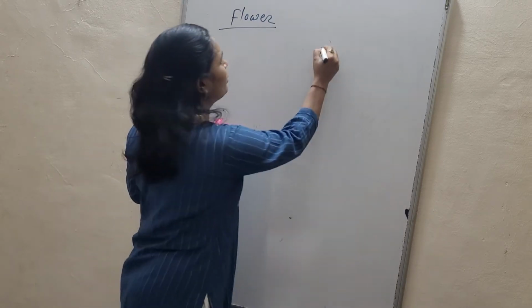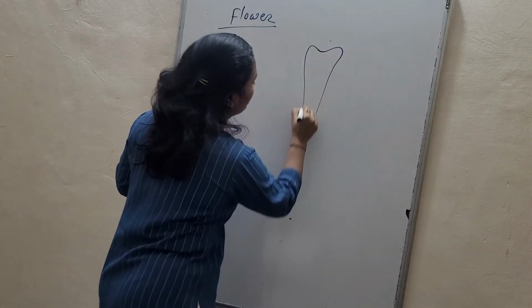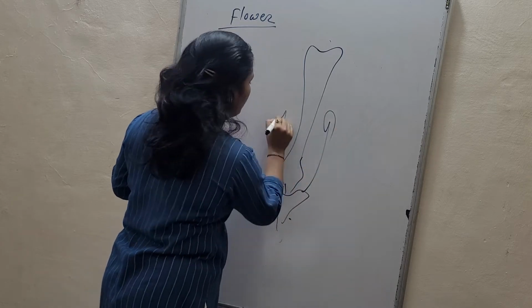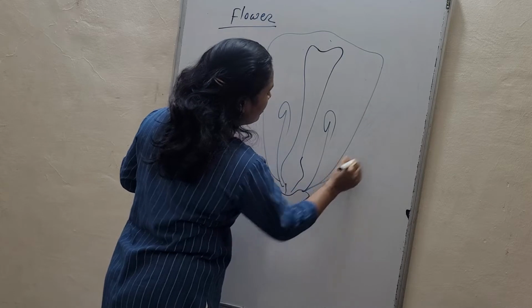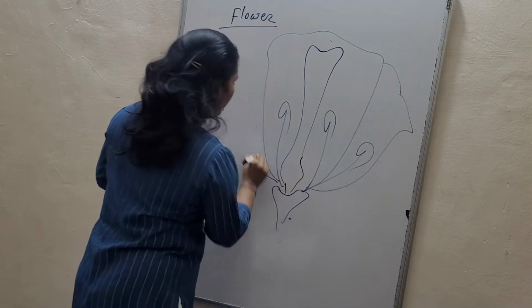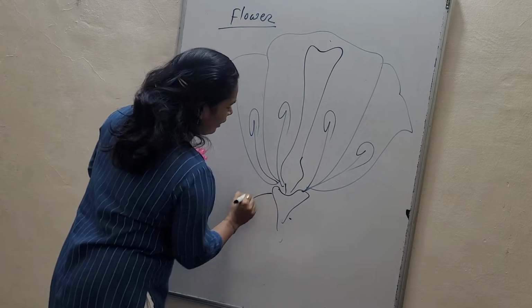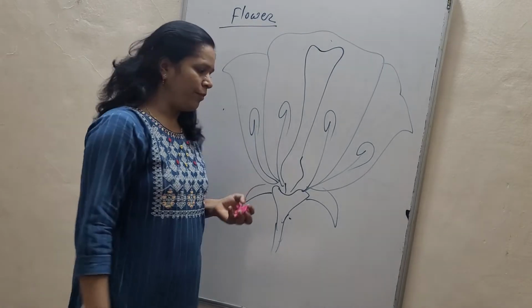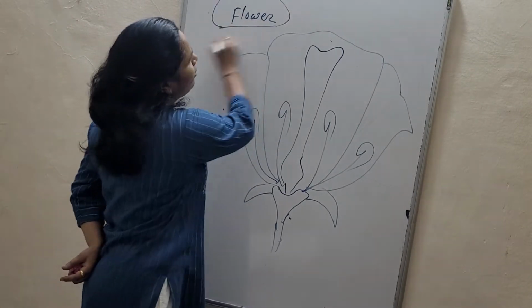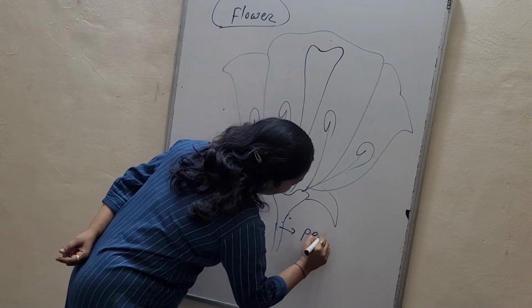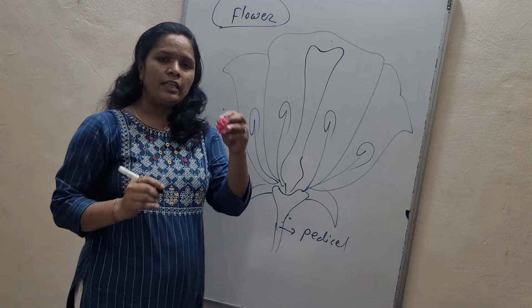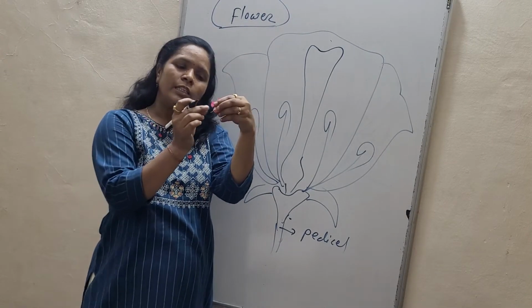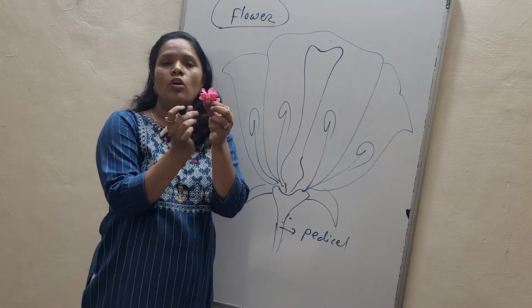And when we study the flower, I am going to draw the structure of a flower within some seconds. In this structure we can see each and every part of the flower: calyx, corolla, androecium, gynoecium, and the other parts, pedicel and thalamus. See, this is one typical structure of a flower. When we study the typical flower, the first part is called the pedicel. This is the flower, and the lowermost part of the flower is a stalk, the handling stalk, called the pedicel.